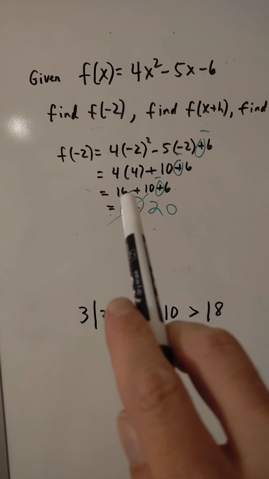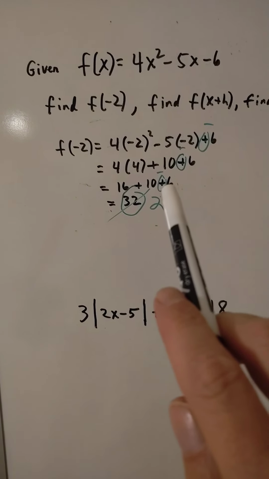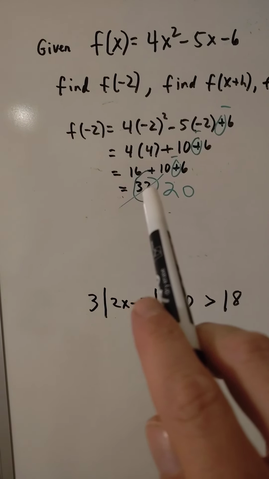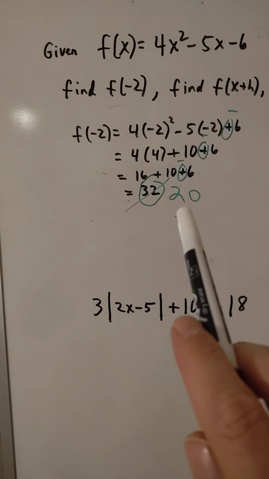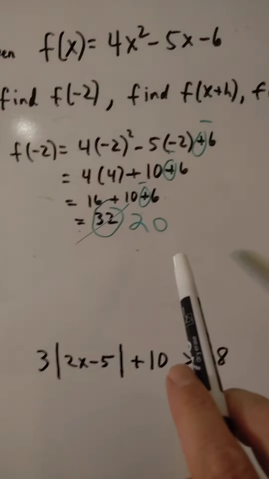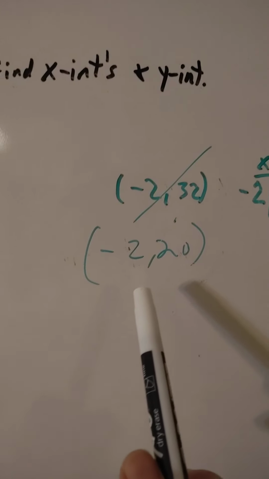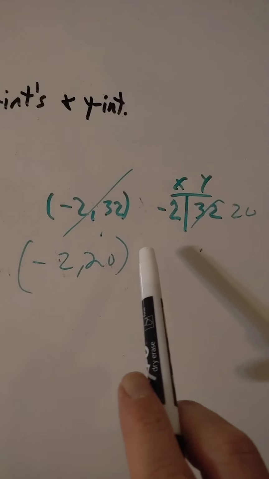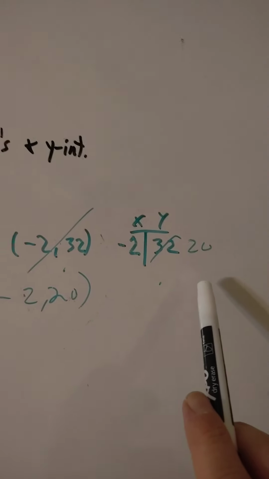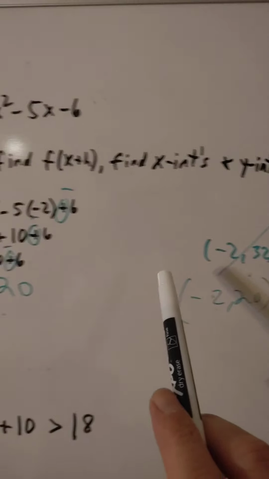And then I still get 4 times 4 plus 10, but this again, that's a -6. And then I get 16 plus 10 minus 6. 16 plus 10 is 26, minus 6 is 20. So the output is 20. Or as an ordered pair, that would become now -2, comma 20. Or as a table of values, -2, 20. Okay, so that was the small mistake I made in my last video.